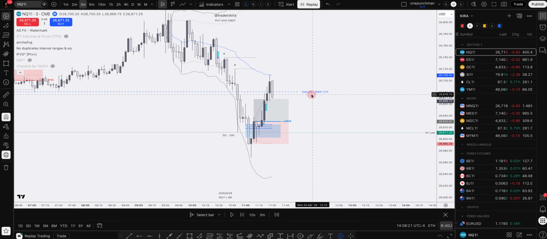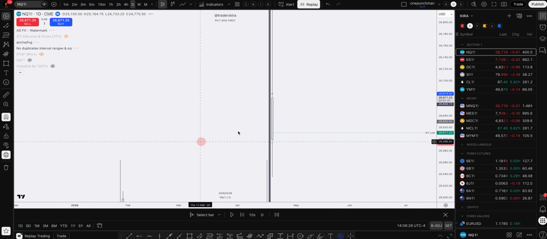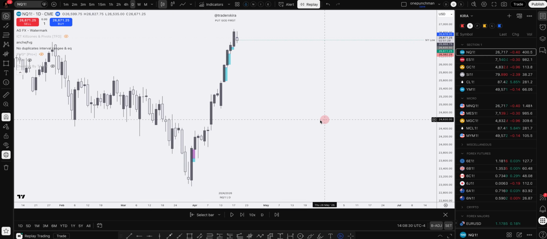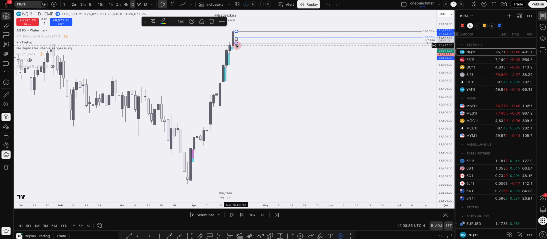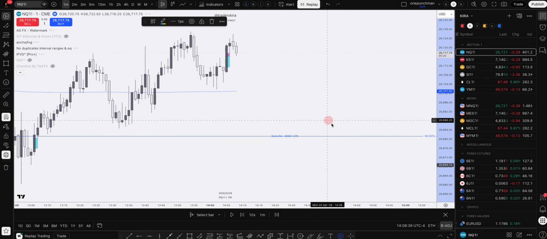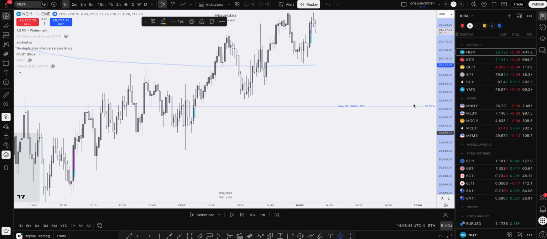And even the daily EQ, you can manually do this yourself just by going to the daily time frame and literally marking off Fibonacci from the high to the low, and just marking off 50% like this. If I go back to the 1 minute, see how it's the same level? So, you can manually do all these types of things. I only use indicators to make my life easier.